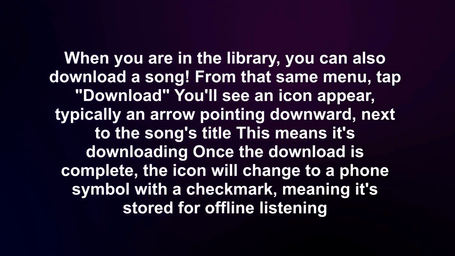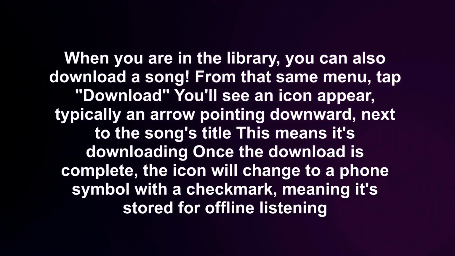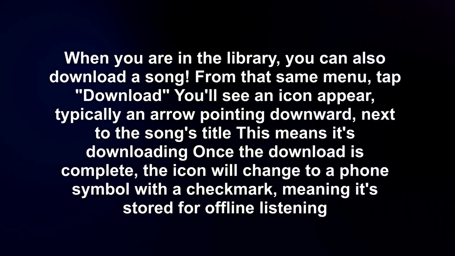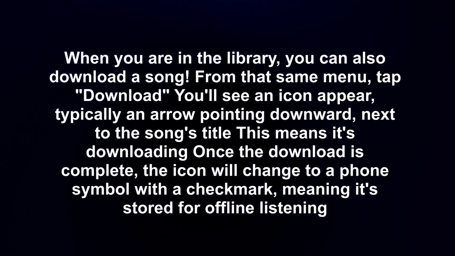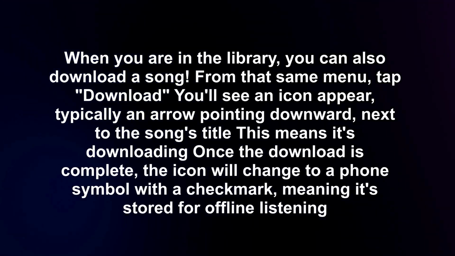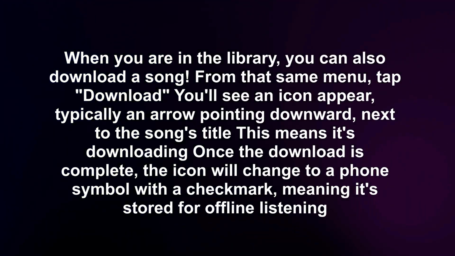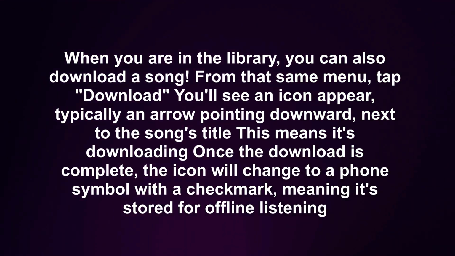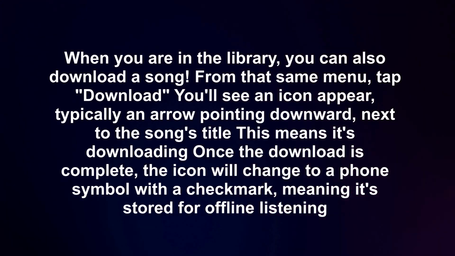at any time. When you are in the library, you can also download a song. From that same menu, tap Download. You'll see an icon appear, typically an arrow pointing downward, next to the song's title. This means it's downloading. Once the download is complete, the icon will change to a phone symbol with a checkmark, meaning it's stored for offline listening.